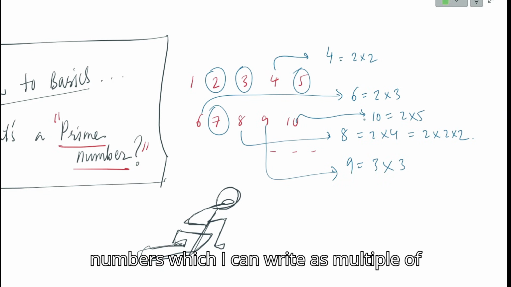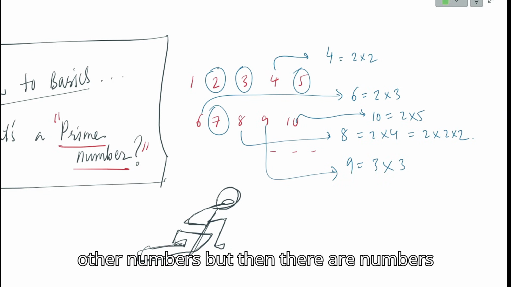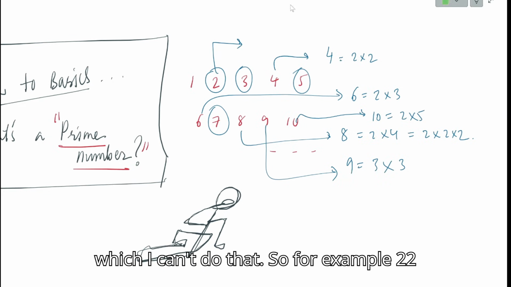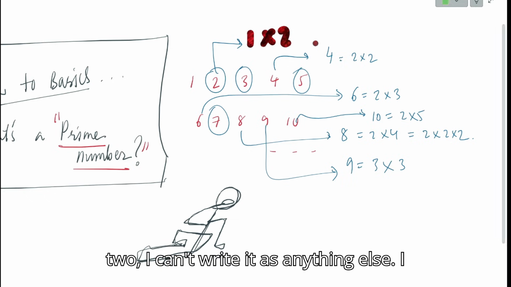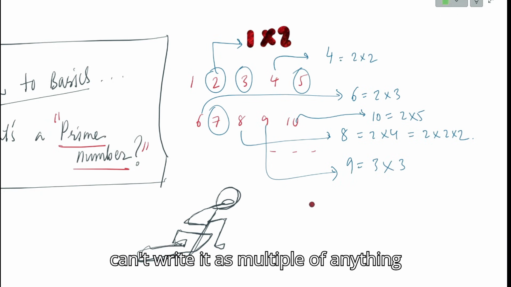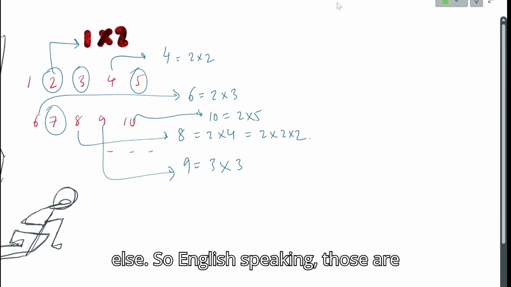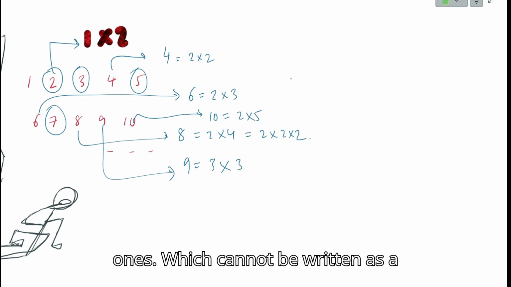So there are numbers which I can write as a multiple of other numbers, but then there are numbers which I can't. For example, 2 is simply 1 times 2. I can't write it as a multiple of anything else. So, simply speaking, those are prime numbers. The prime numbers are the ones which can't be written as a multiple of anything else.